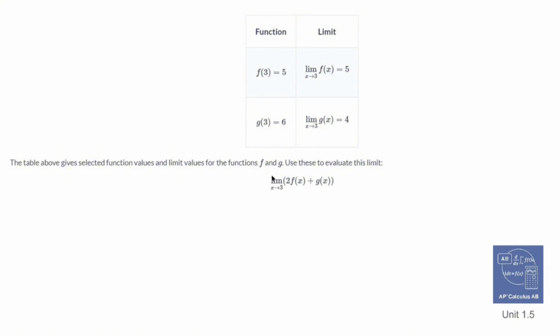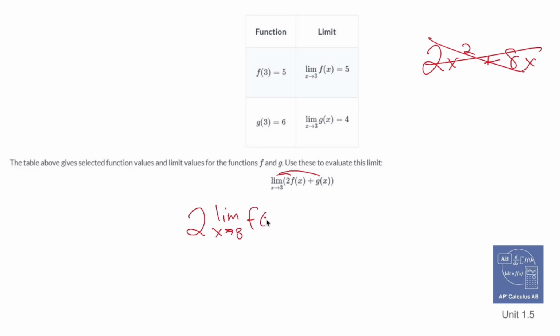You're trying to show that you're taking the limit of something like 2x squared plus 8x or whatever. I'm just literally making things up. Not that that matters. What you could do is you can almost distribute that limit to everything. So you can make this 2 times the limit as x approaches 3 of f of x plus the limit as x approaches 3 of g of x.